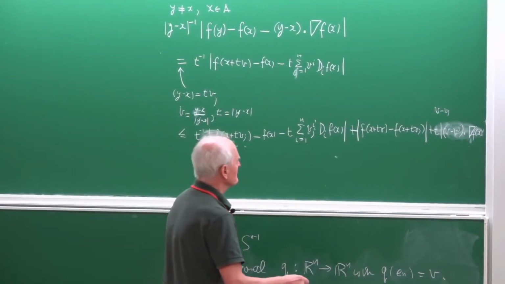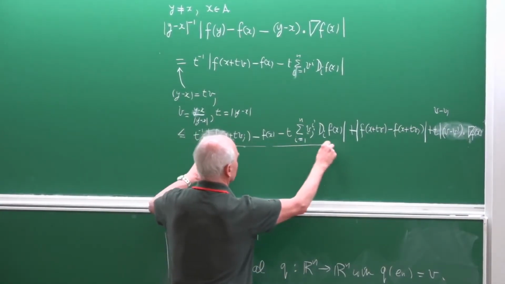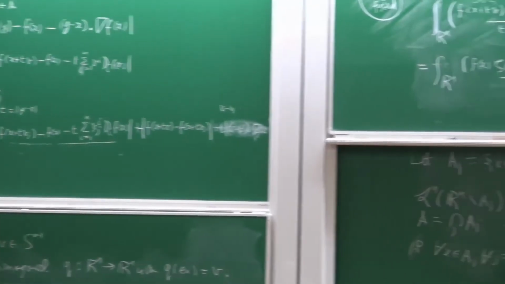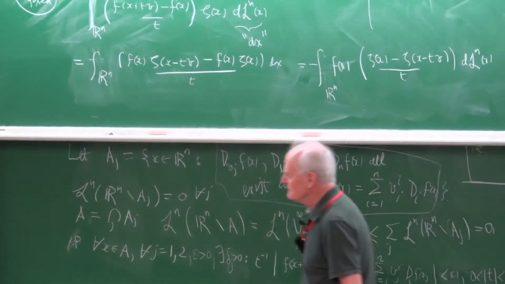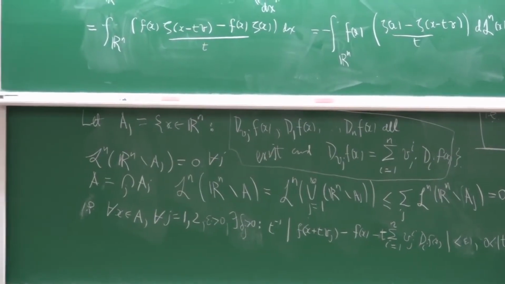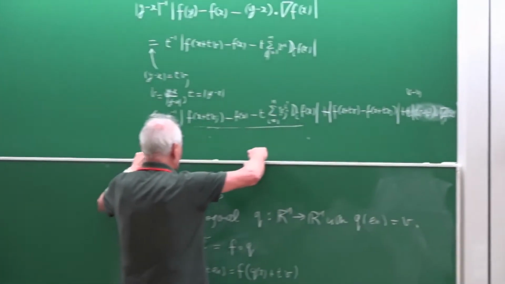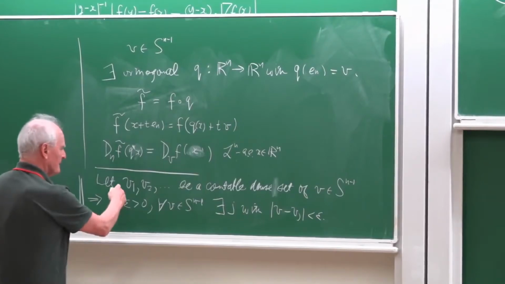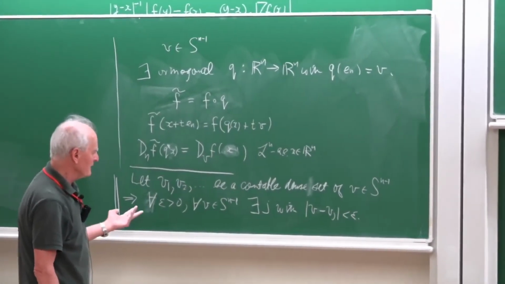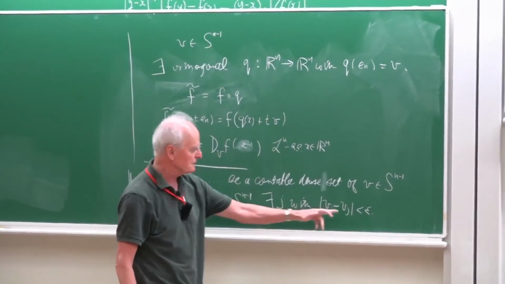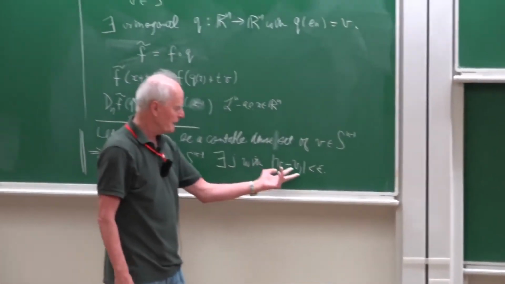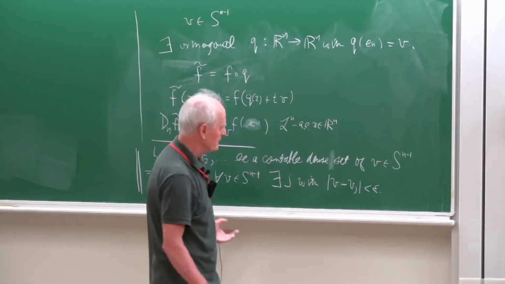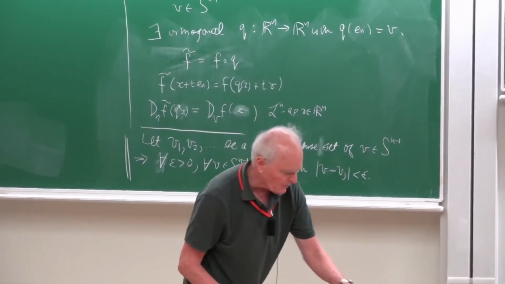Now we can use the Lipschitz condition. First of all, this one is going to be less than epsilon as long as we take t less than delta_j. Notice we could have been a bit more clever here. This is a countable dense set, so actually I can pick just a finite collection of these v's, since we've got a fixed epsilon, with the property that for every v in S^{n-1} there exists a j with this.